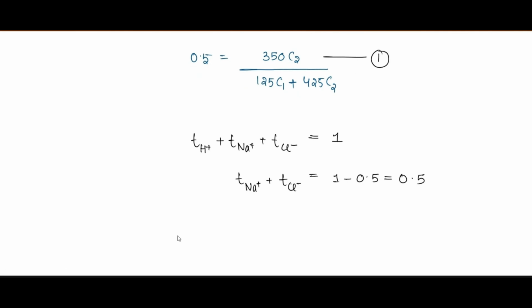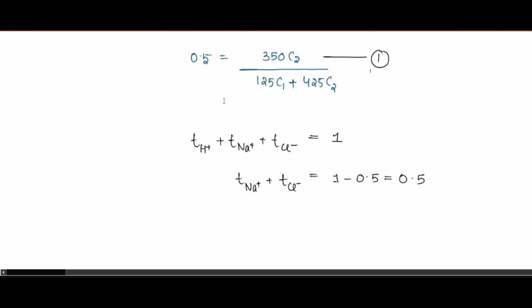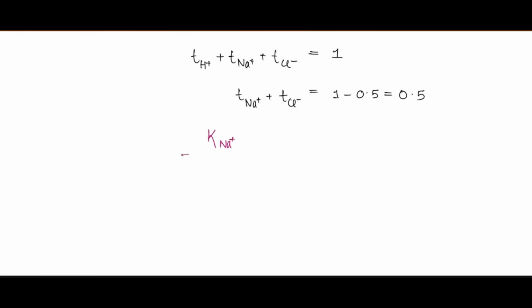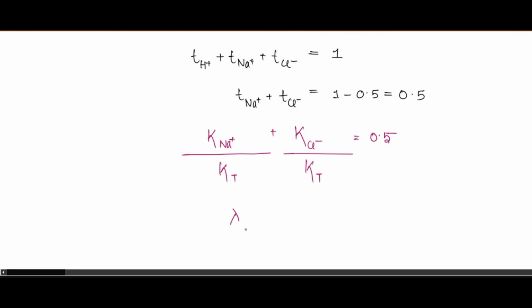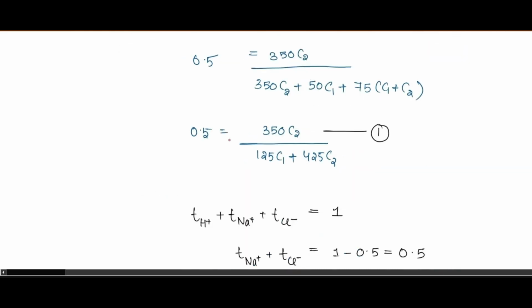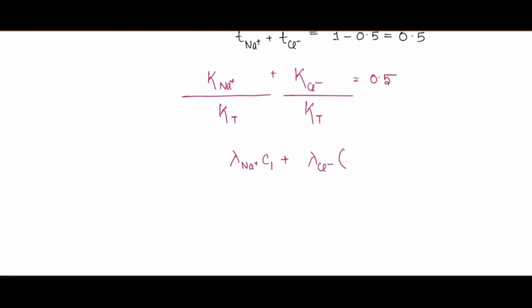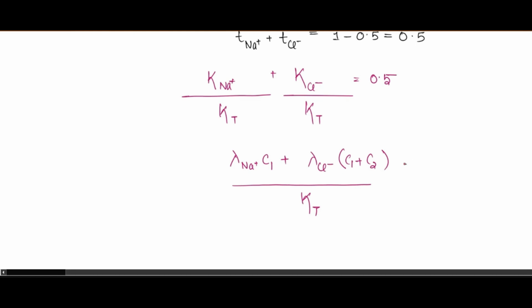Now, okay. Now what I'm going to do is I'm going to find the transport number of Na plus and Cl minus. The transport number of Na plus is equal to kappa of Na plus divided by kappa total, and the transport number of Cl minus is kappa of Cl minus divided by kappa total, and this is equal to 0.5. Or I can write it as the lambda corresponding to Na plus into concentration of Na plus, Na plus concentration C1 ആണ്, C1 plus lambda of Cl minus into concentration of Cl, C1 plus C2, divided by the kappa total. This is equal to 0.5.